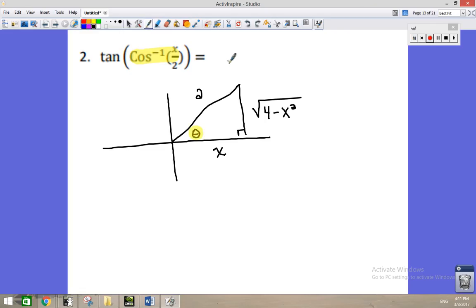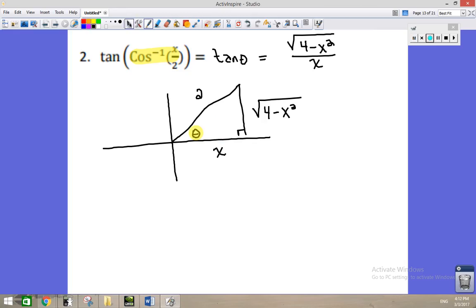And the tangent of theta is the square root of 4 minus x squared, over x. I know the principal square root is always positive, and I've assumed that theta being in quadrant 1, that x was positive.